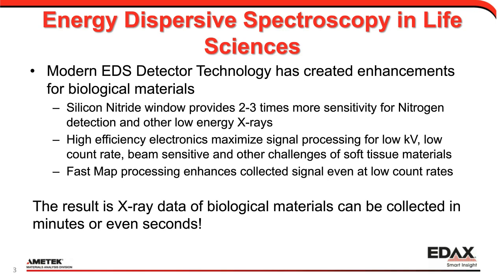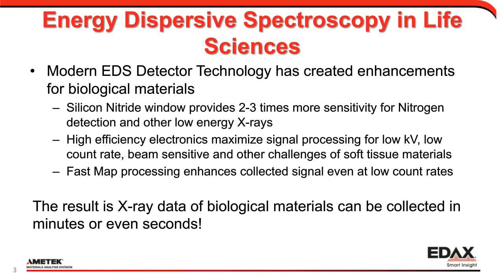This was introduced about 3 years ago, and the benefit is that it provides 2 to 3 times more sensitivity for nitrogen and some of the low energy X-rays compared to the previous generation of polymer windows, which were around for decades. The silicon nitride window is much thinner, and so it allows better transmission for those low energy X-rays to get through the window, and so it improves our detectability and also increases our ability to solve challenges in the life sciences. What we also pair it with is high efficiency electronics.